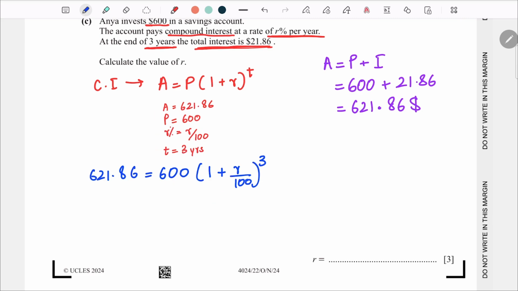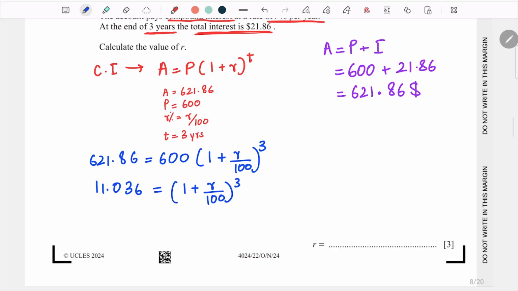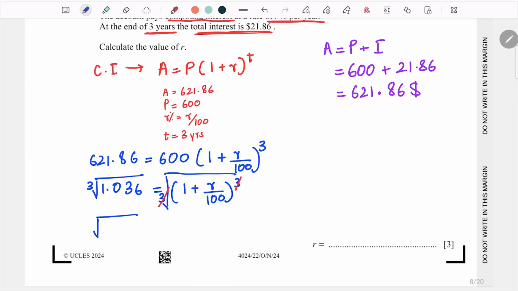So when I'm going to simplify this, it is going to be equal to 621.86 divided by 600, which is basically 1.036, that is equal to 1 plus R over 100 whole power cube. And in order to remove this cube, I'm going to take cube root on both sides. Now basically this cube root will cancel out with this cube. So I'm going to be getting cube root of 1.036 is equal to 1 plus R over 100.